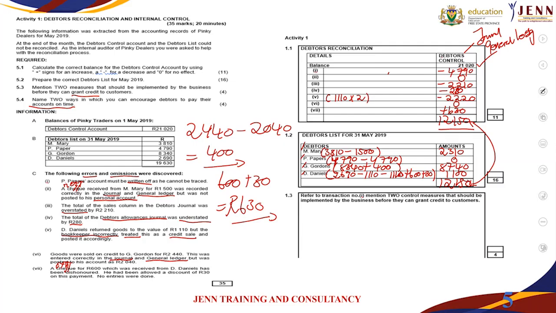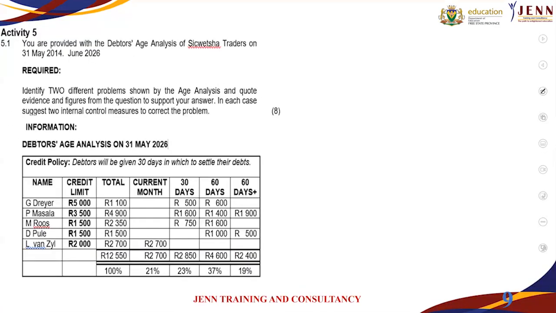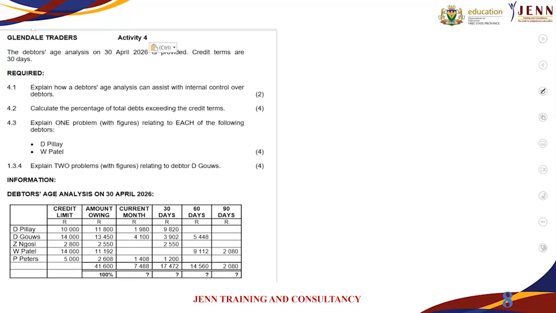Now, I'm going to go straight to activity 4, and then immediately after it, we'll go back again to activity 2, which will still cover our debtors reconciliation. On activity 4 here, we are referring to debtors age analysis, but this one, I'm going to do it with you in the interest of time, so that we are able to understand it thoroughly, because remember I said this is what you normally do in grade 12.